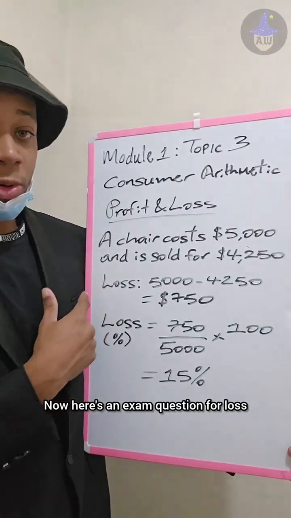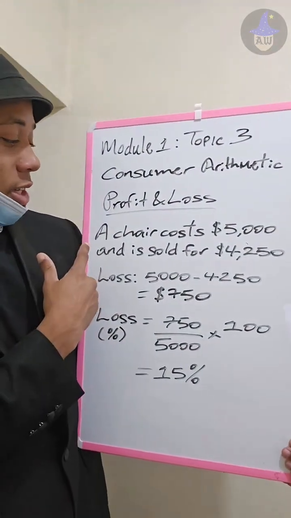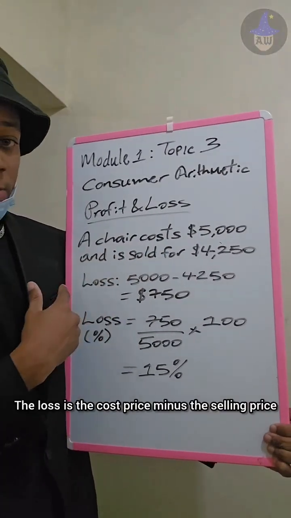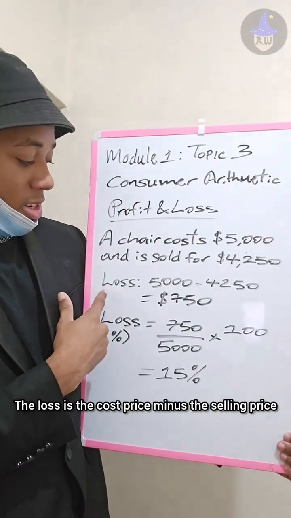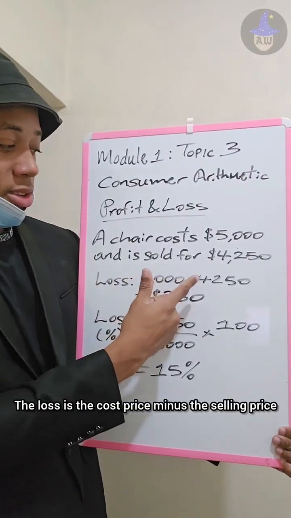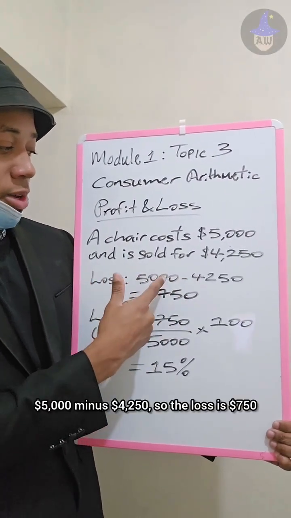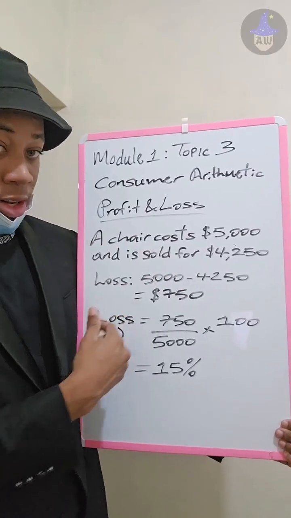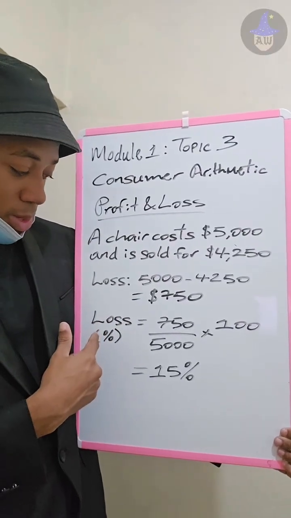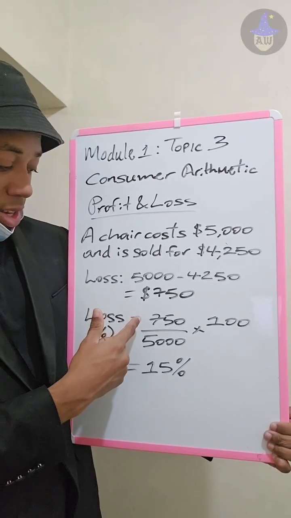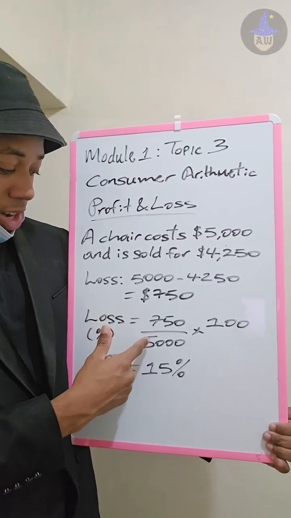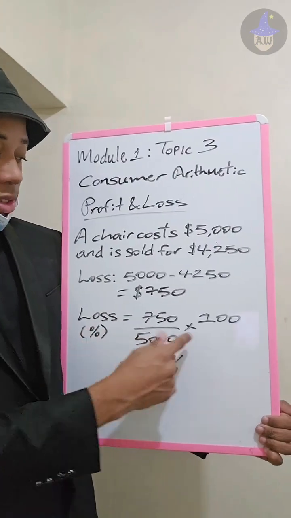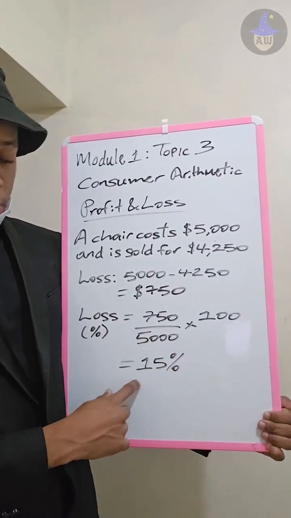Now here's an exam question for loss. A chair costs $5,000 and is sold for $4,250. The loss is the cost price minus the selling price. 5,000 minus 4,250. So the loss is $750. Now the loss percent is the loss divided by the cost price. 750 divided by 5,000 times 100, and that's 15% loss.